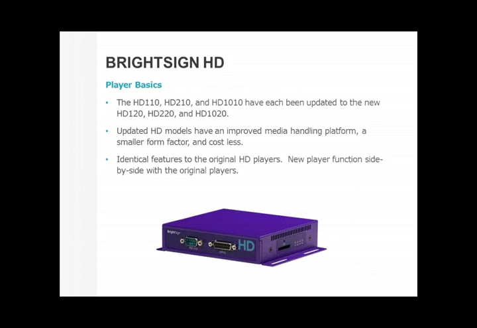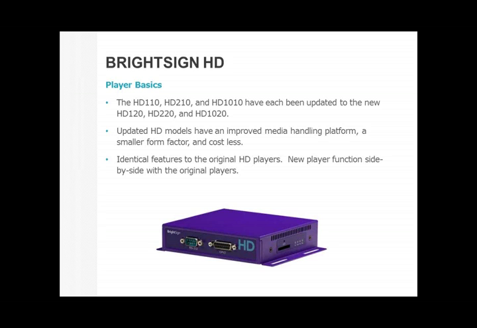The BrightSign players consist of 3 models. Historically, up until about 3 months ago, we shipped players that were called the HD 1010, the HD 210, and the HD 110. Of course, I listed those in reverse order: the 110, 210, and 1010. And each player had a different set of I/O capabilities. These players have been updated, and starting about 3 months ago, we began shipping a new line, the HD 120, the HD 220, and the HD 1020.